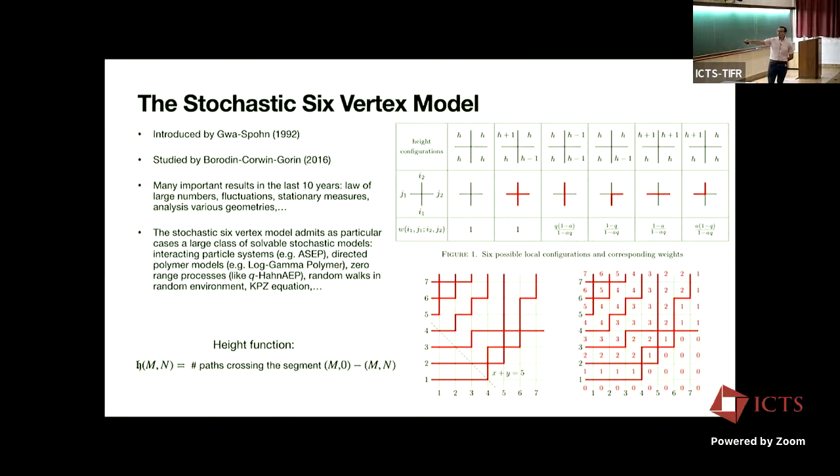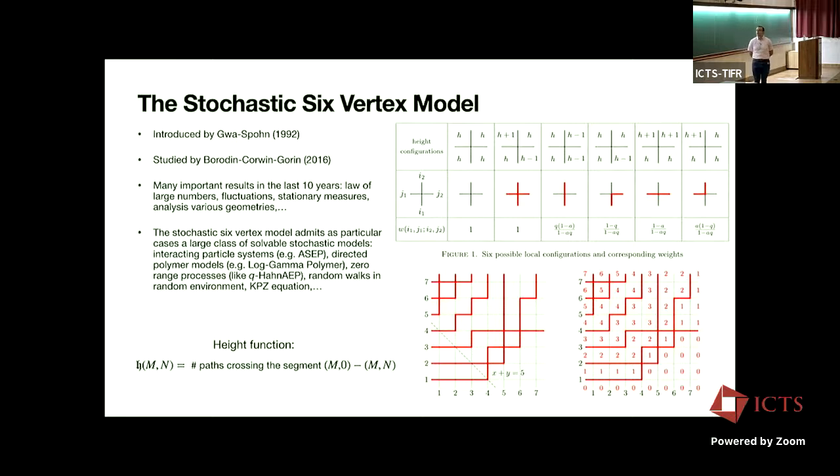Another way of defining the height function is putting yourself at location (m, n) and counting the number of paths that you meet by going straight downward until the x-axis. This model was first introduced by Gwa and Spohn in 1992. It is solvable by Bethe ansatz, and they used the solvability structure in order to derive a 1/3 exponent.